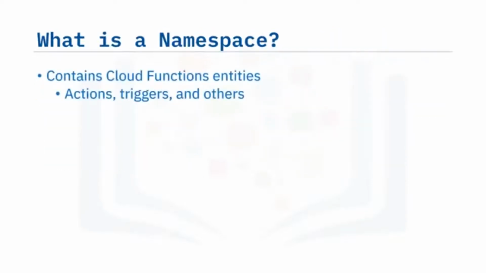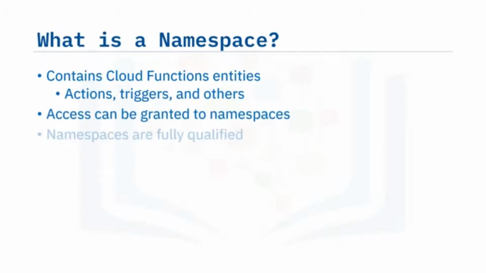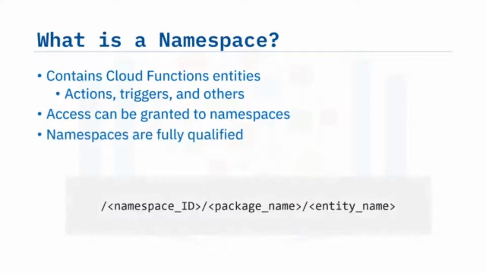Namespace is an important term for Cloud Functions, so it's valuable to understand this one first. Namespaces contain other Cloud Functions entities, such as actions and triggers, which you will learn about soon. A Cloud Functions namespace is considered an instance within Cloud Functions, so access is granted at the namespace level, meaning that account admins can delegate access to a given namespace to other users. The fully qualified name of an entity is namespace ID/package name/entity name, because the namespace contains other entities.